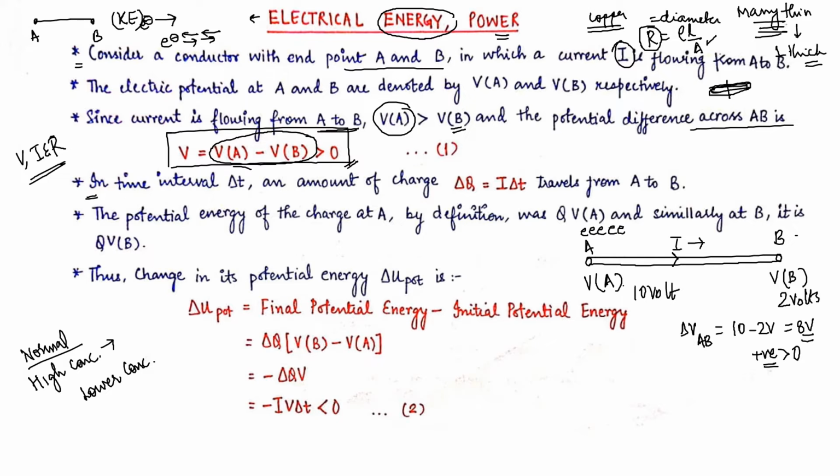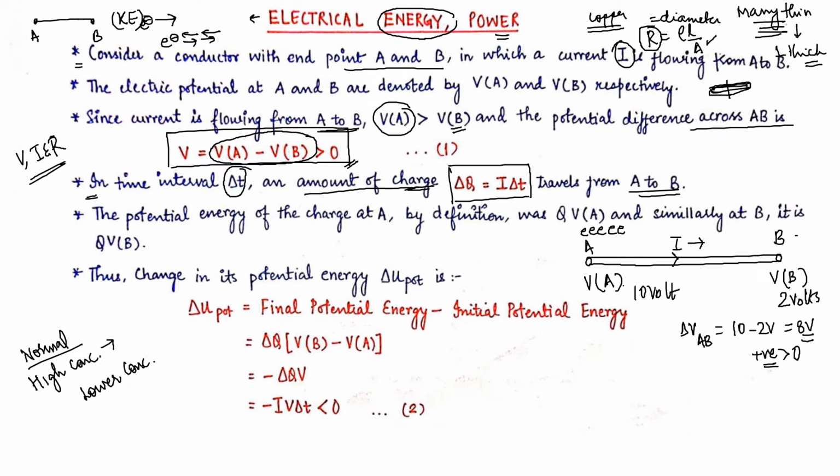In a time interval del t, a very small time interval, the amount of charge that moves from point A to B is del q equals I del t, traveling from A to B. This is the amount of charge moving from point A to point B in a time given by del t.